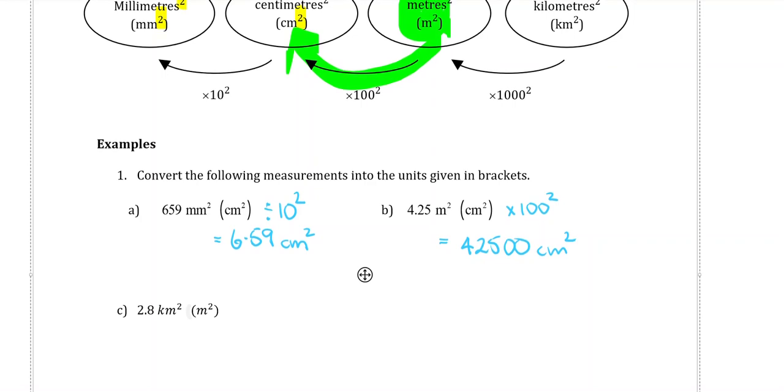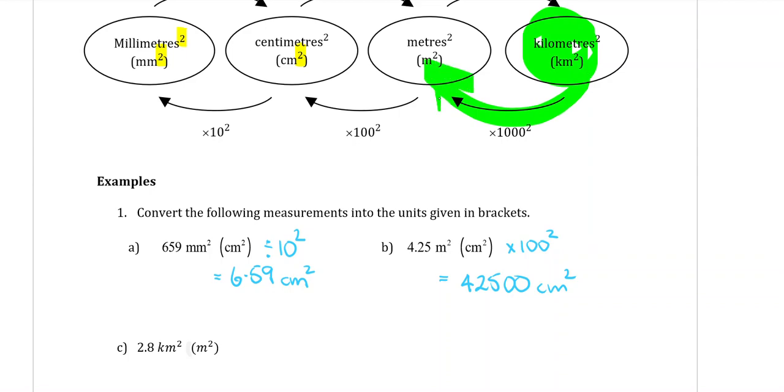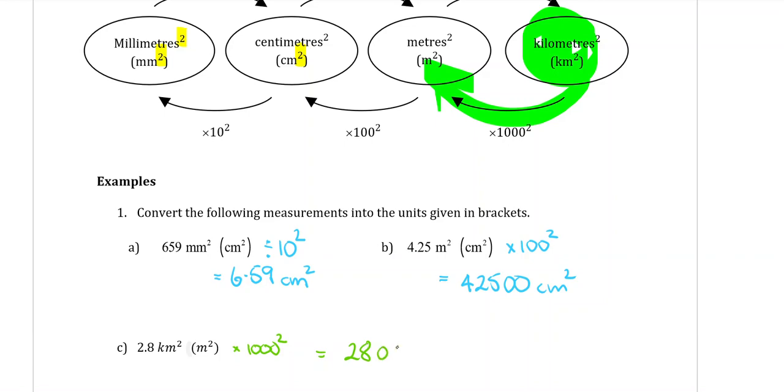Oh, there's one more. We want 2.8 kilometres squared to metres squared. Following our diagram again, kilometres squared is here, going to metres squared. I have to times by 1,000 squared. So type it into your calculator. We have 2.8 times by 1,000 squared. So that's 28 with 5 zeros. Okay, that would be metres squared now.